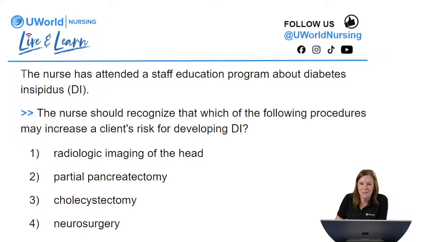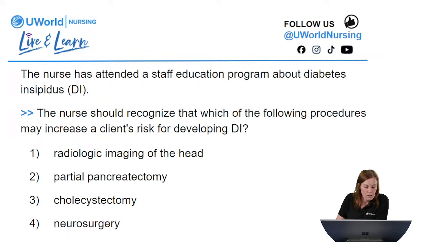Okay, so we'll go through these. So again, we're talking about DI. We know this is all because of ADH in our brain. It happens in our pituitary glands. So option 1, radiologic imaging of the head. So again, this is going to give us imaging of the head. It's not going to be a cause of DI, but it's headed in the right direction. We're worried about our pituitary glands. So not a right answer.